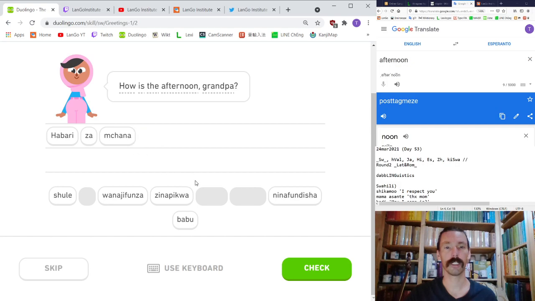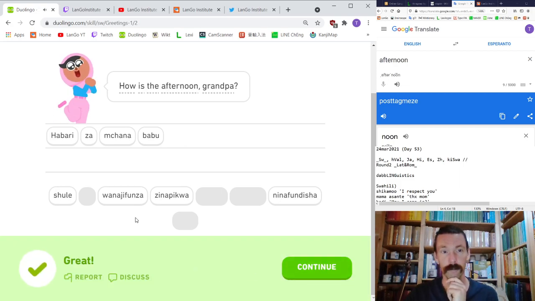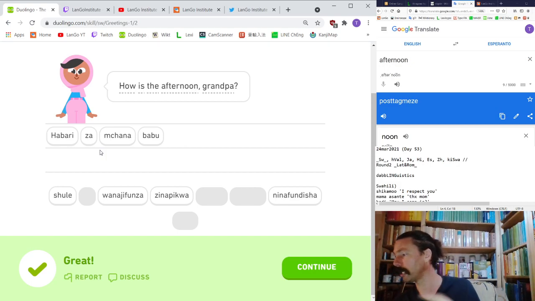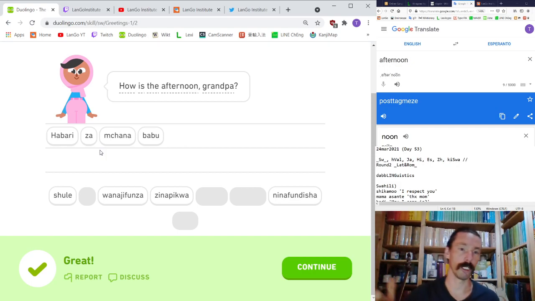Habari za Mchana. And then, just Grandpa Babu, not grandparents. So Habari is like how, Zamchana. Oh, maybe it's a pointing word. Two different pointing deictics, za and ya, would be a guess.